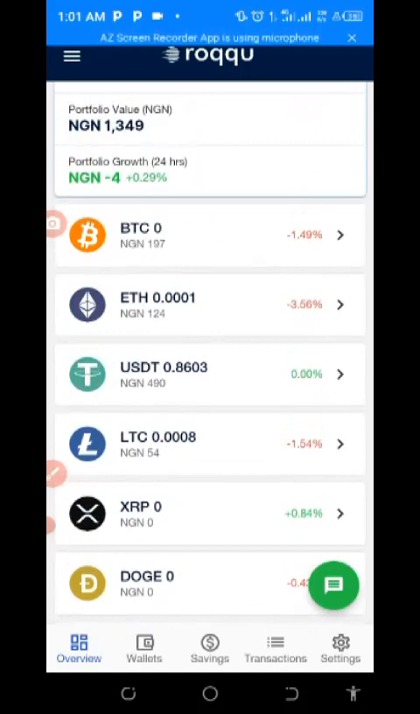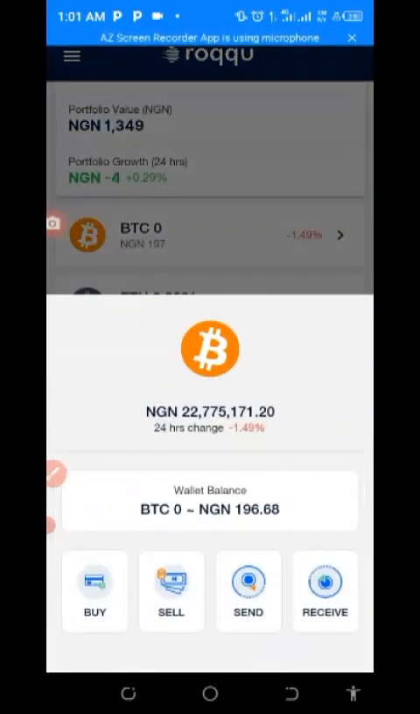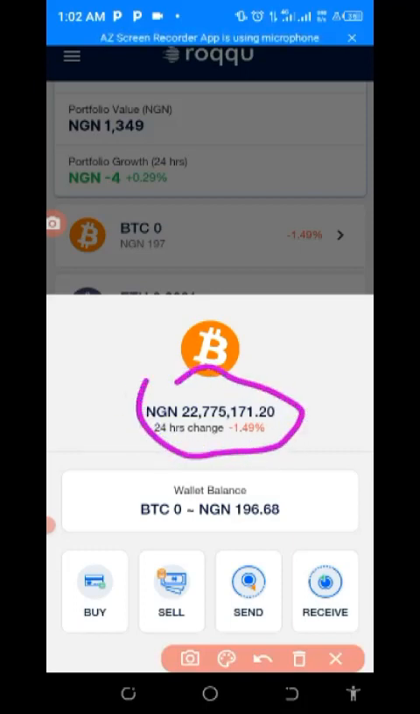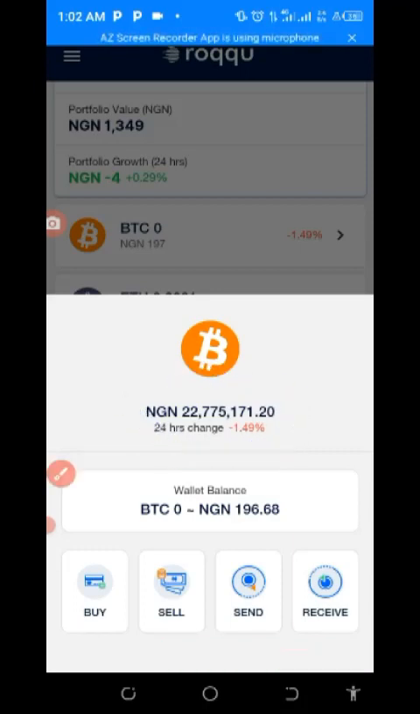But what I do is this. For instance, now look at this price of Bitcoin. The price of Bitcoin here. Have you seen that? That is 22,775,171 naira 20 kobo. So this morning, sometimes I will buy 2,000, I will buy 5,000.